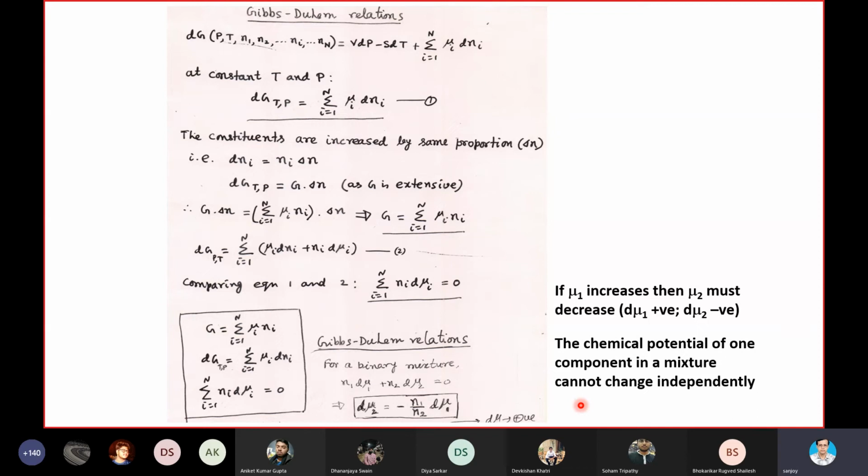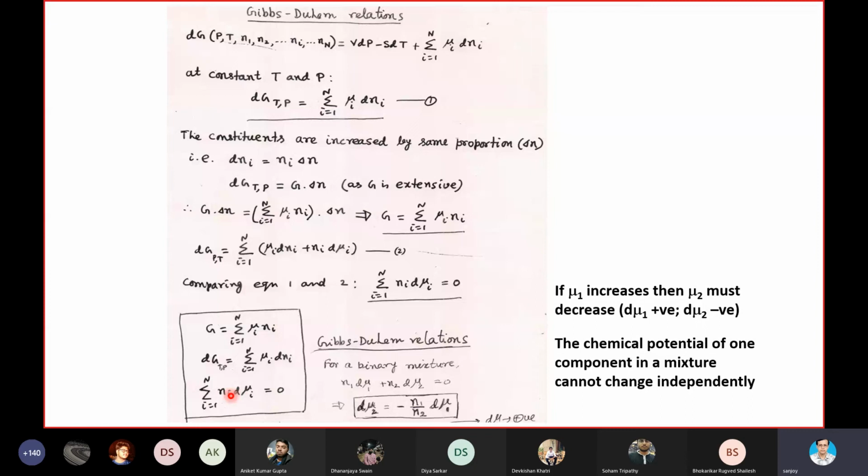So if you have a mixture of say 10 different components in a system or in a container, and suppose you increase or decrease the concentration of one of the components without affecting the others, that will still alter the chemical potential of all of them. Because of this expression, see, this involves all the components, n_i d mu_i.